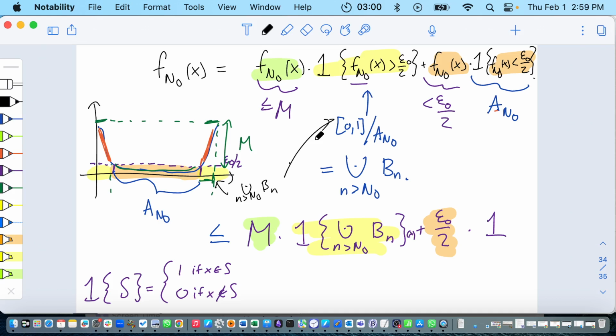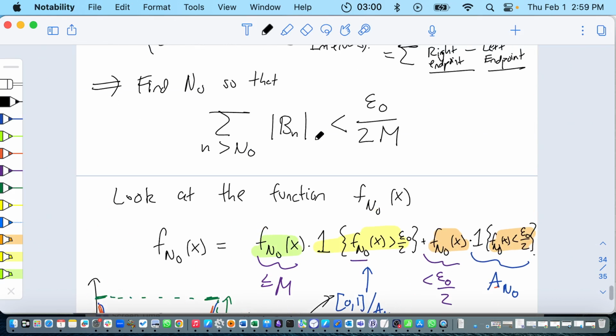So we have this function fn naught, some weirdo step function that could be totally crazy, but we have bounded it by a very nice looking step function that we can control. It's M times this step function. This step function is always height 1, plus epsilon naught over 2. And not only that, we know the total length of the intervals of the step function, because that's how we chose n naught. So we're going to be in good business here.